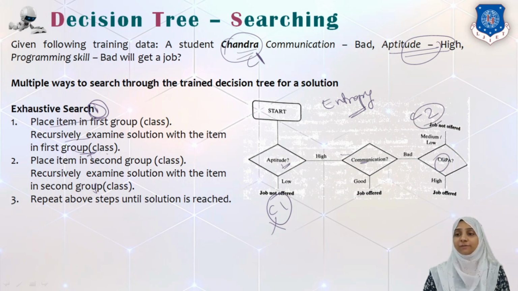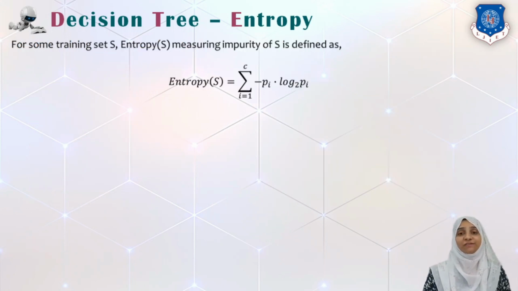Look at this here. Sorry, this is class 1 only. I have made a mistake in writing. This is also class 1, and let us put Chandra in this class, that is job is not offered. Let us look into this: CGPA is low. Is CGPA low? Now let us see how entropy is calculated, which is used for making a decision tree.